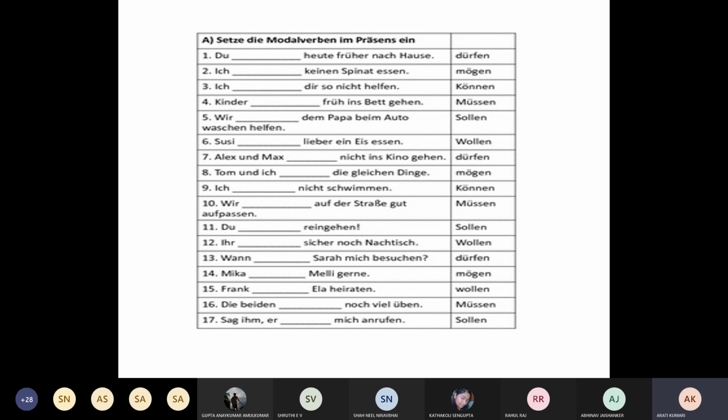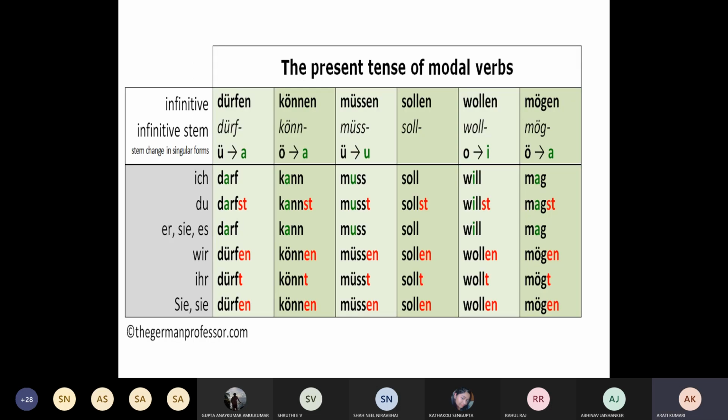Ich keinen Spinat essen. Yeah. Here the modal verb that will be used is mögen. So how do we say? According to ich, we have to conjugate, right? So what will you do here? Back again. Mögen. For the first one, it is ich mag.